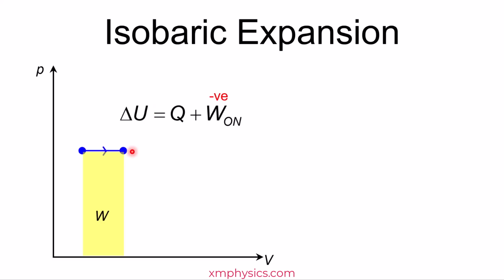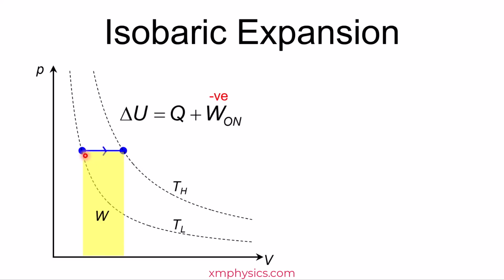Next, can we tell whether the temperature has gone up or gone down? It has gone up, right? Because it has gone from a lower isotherm to a higher isotherm. Or you can see that the PV value here is lower than the PV value here. If the temperature has gone up, it means delta U is positive because there's an increase in internal energy. Now that we know delta U is positive and work done on the gas is negative, we can conclude that Q must be positive.